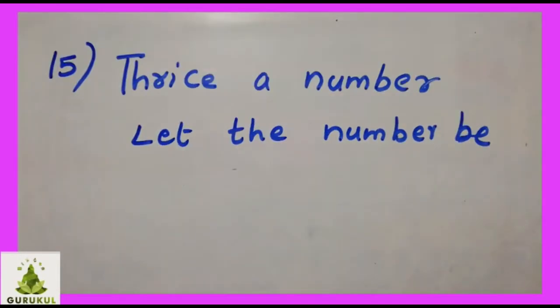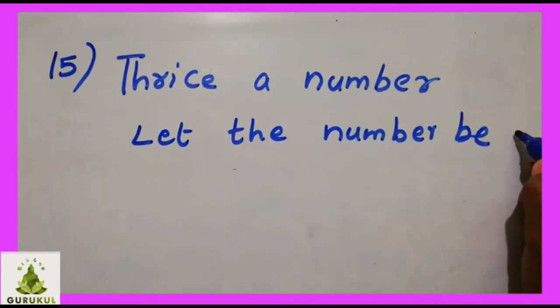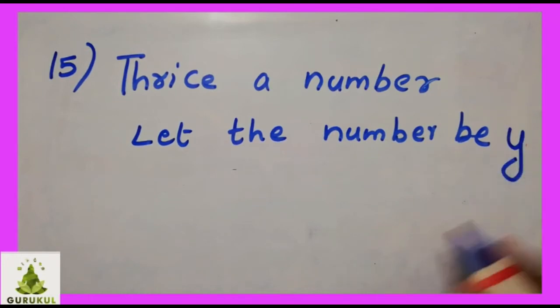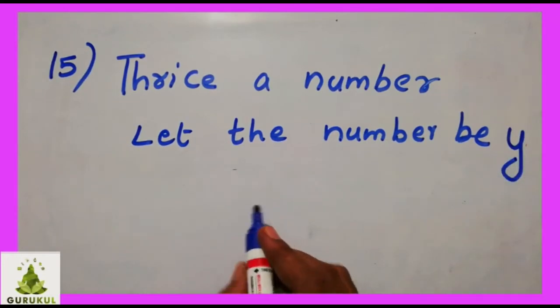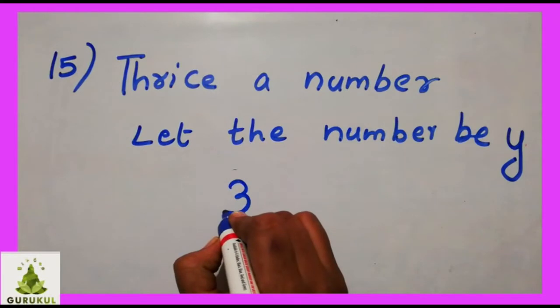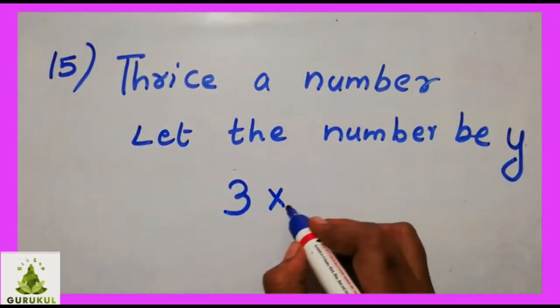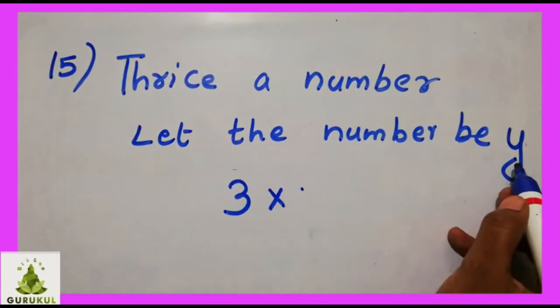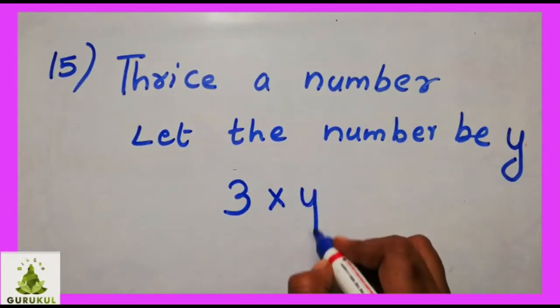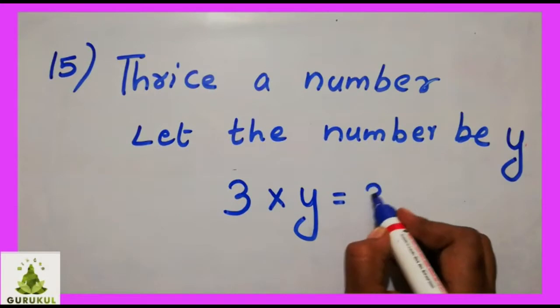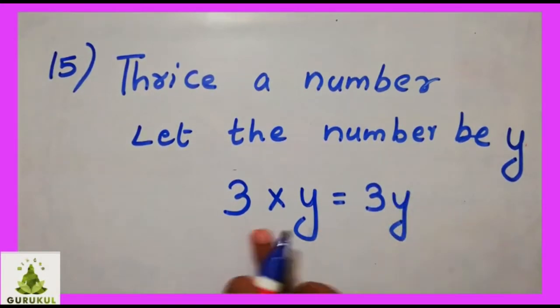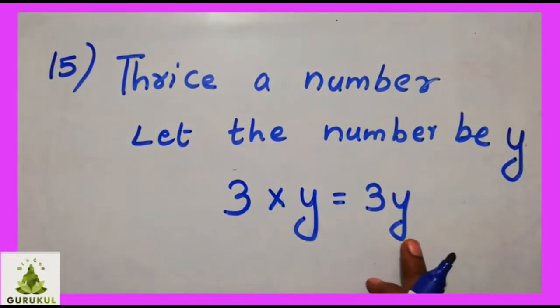Now thrice a number. Let the number be y. You can take any alphabet for the number. Now I am taking y. Thrice means 3 times, and times means into. Thrice a number is 3 times a number, and I have taken the number as y. So I will write 3 into y, which equals 3y. You can write 3 into y, or 3y.